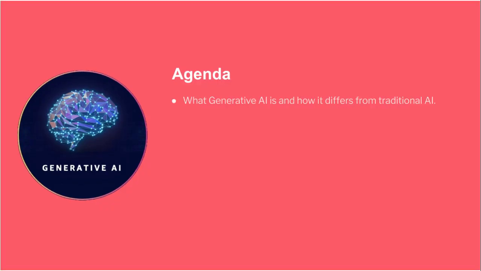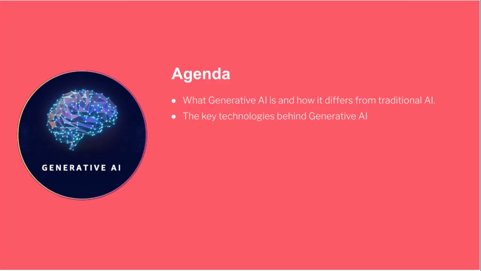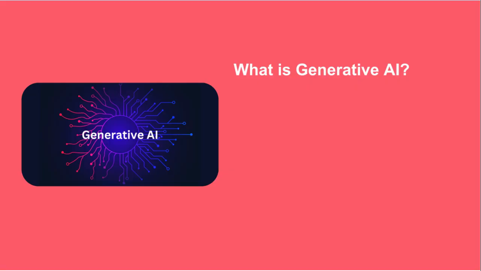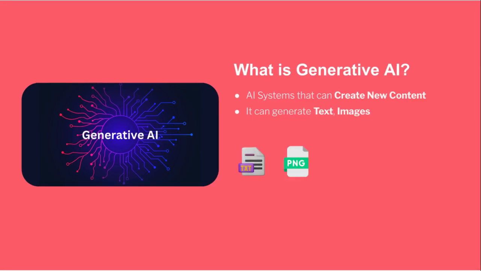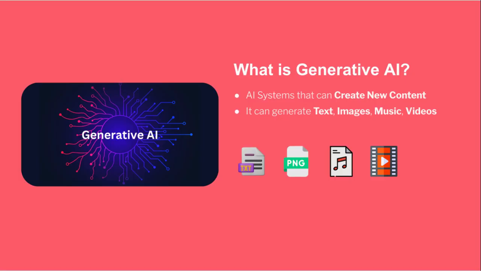We'll cover what generative AI is and how it differs from traditional AI, and the key technologies behind generative AI, including neural networks and deep learning. Let's dive in. Let's start with a simple definition. Generative AI refers to artificial intelligence systems that can create new content instead of just analyzing or responding to data. These AI models can generate text, images, music, videos, and even software code, often with impressive accuracy and creativity.